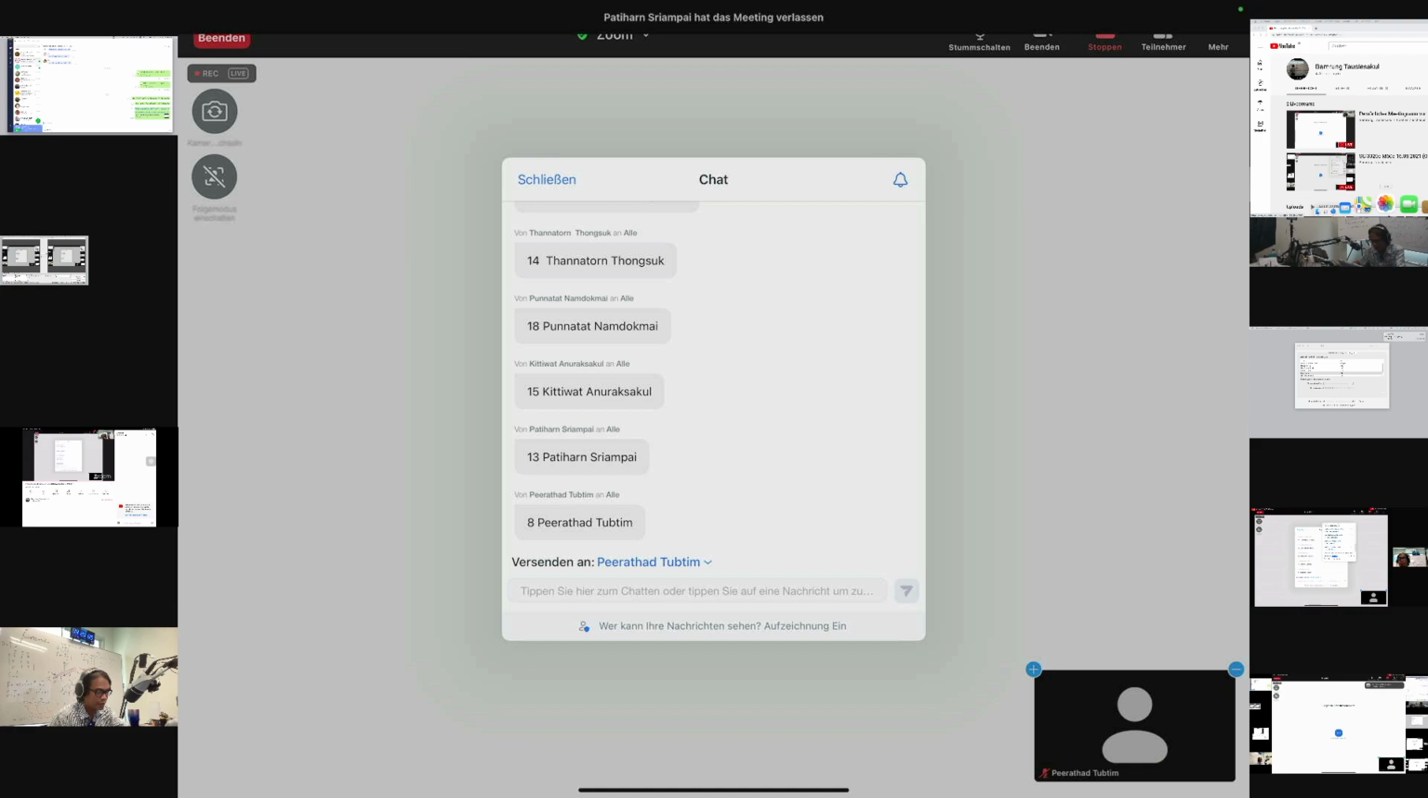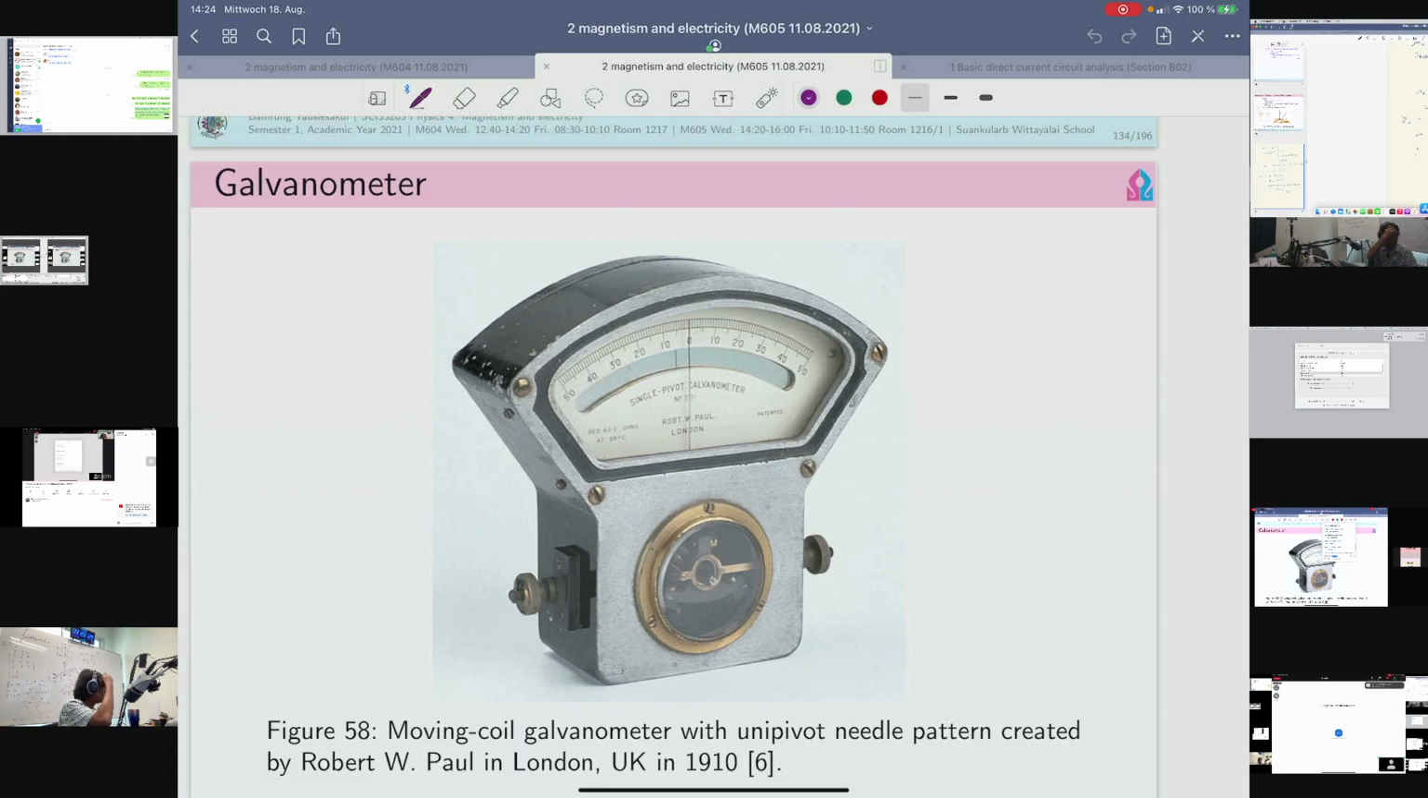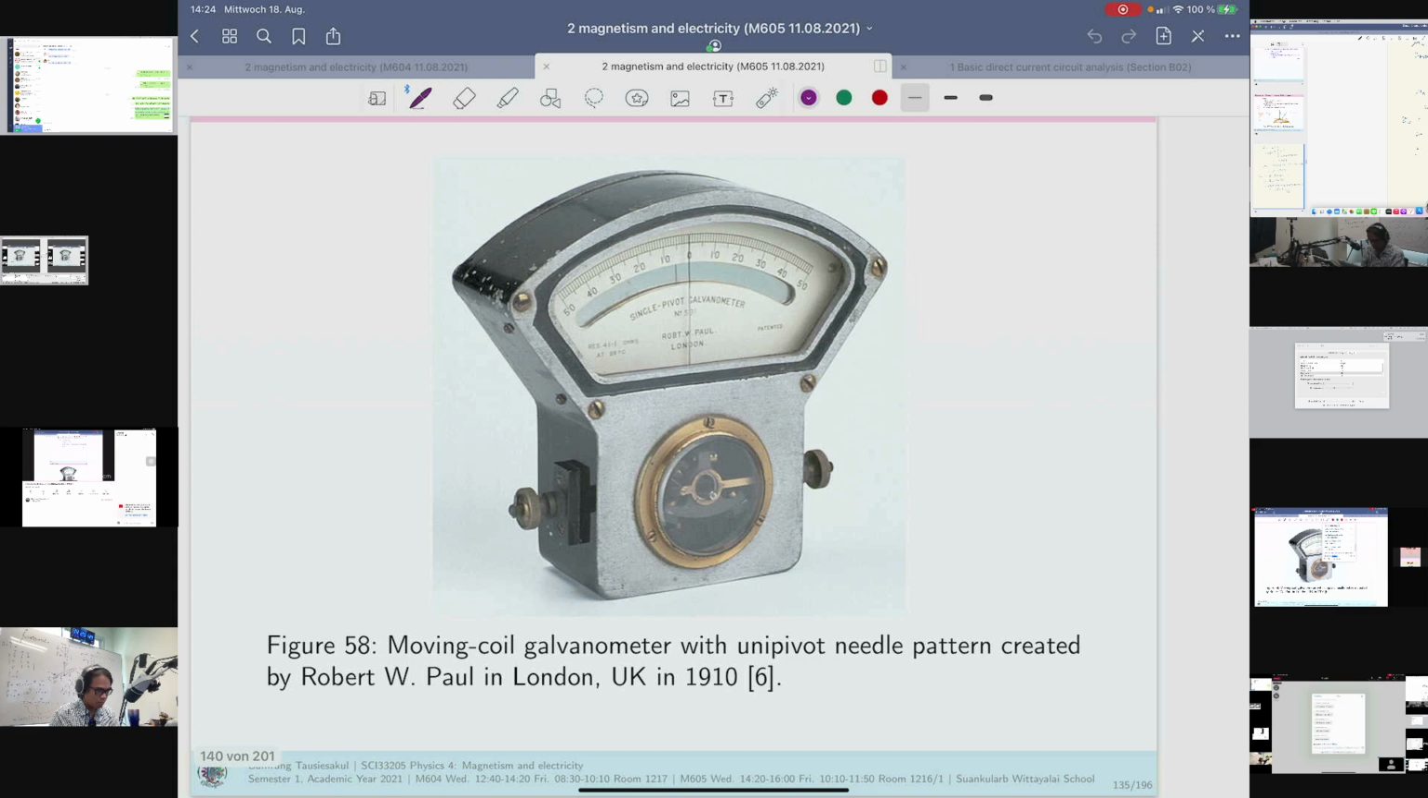Galvanometer, right? Everything is all right, we will start right now. Galvanometer is an ancient measurement tool for most electrical engineering, for engineering applications with a device and so on, right?